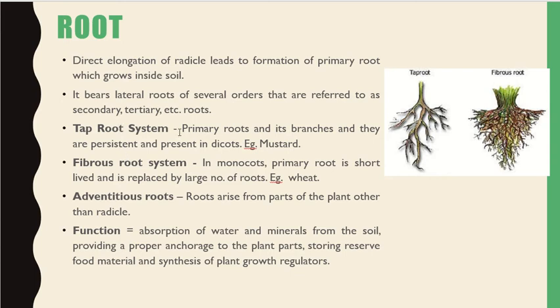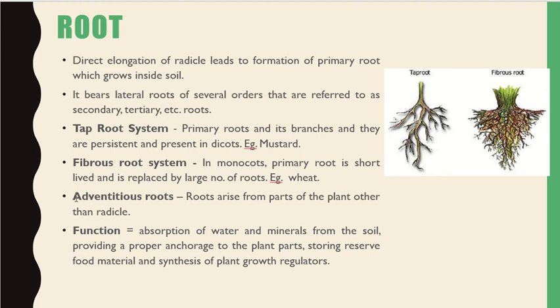Taproot. The taproot system basically occurs in dicot plants, and it has a primary root and its branches, secondary roots, and it occurs in mustard. The next example is of fibrous root. Fibrous roots occur in monocots. For example, in wheat, here the primary root is replaced by a large number of roots.